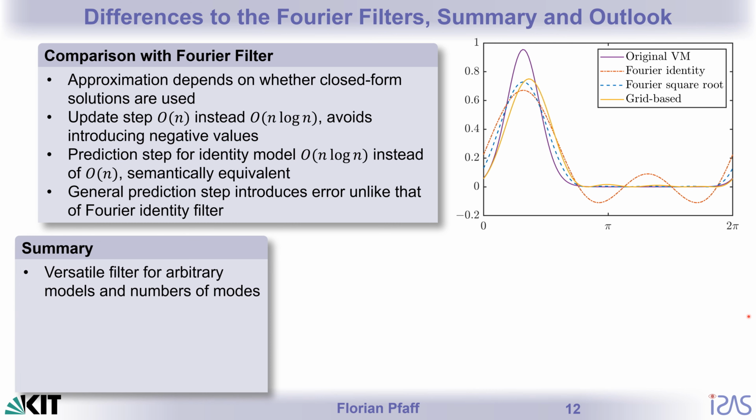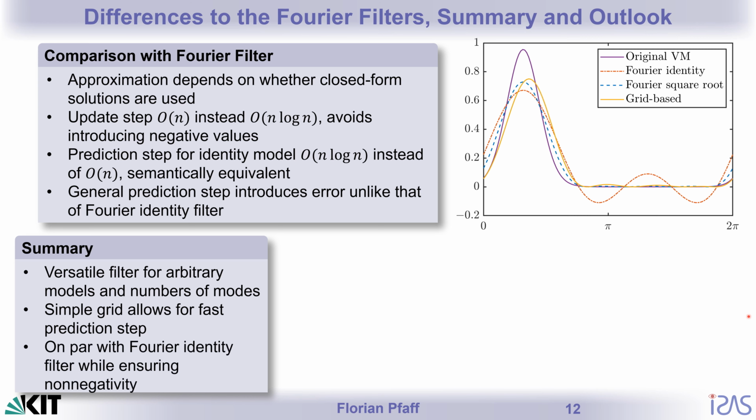Then to summarize, we've presented a grid filter which is a very versatile filter for arbitrary models at arbitrary numbers of modes. And it has a fast prediction step that is made possible by its simple grid. And it's on par with the Fourier identity filter, but ensures the non-negativity of the density that is represented by the grid points.